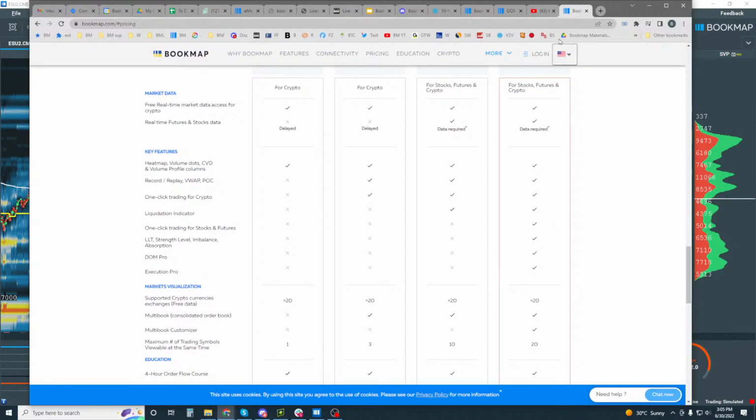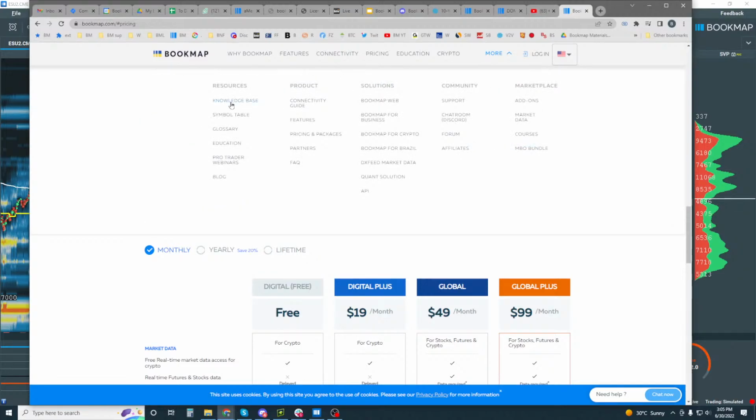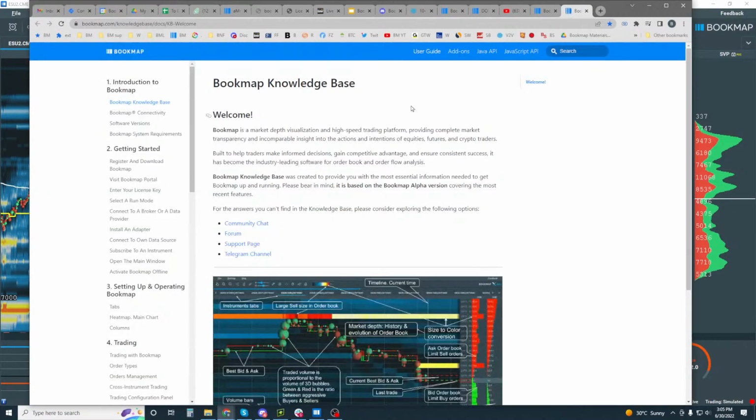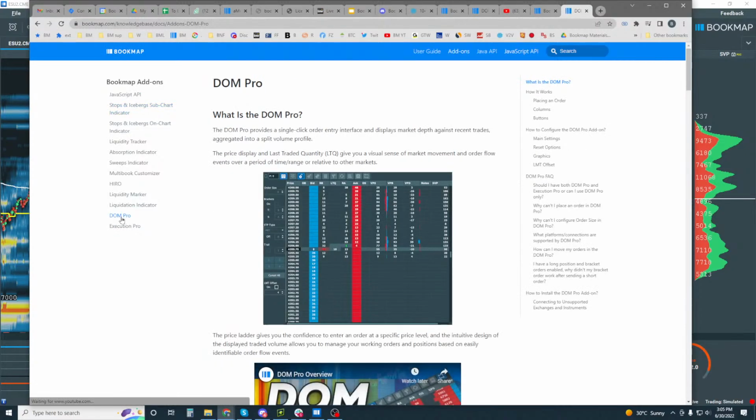Now let's go over some more details here. We'll click on the More button and go to the Bookmap knowledge base. Once we're in here, we're looking at the user guide section in the knowledge base. We want to go to the add-on section. We'll click there, and here are the two products in the list of all the add-ons. Dome Pro is here, and then Execution Pro is just below it.